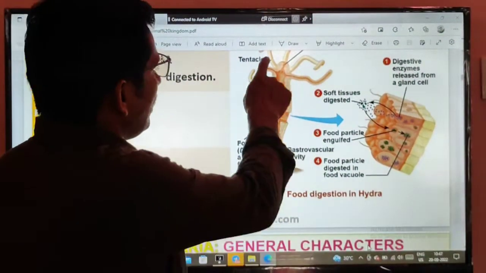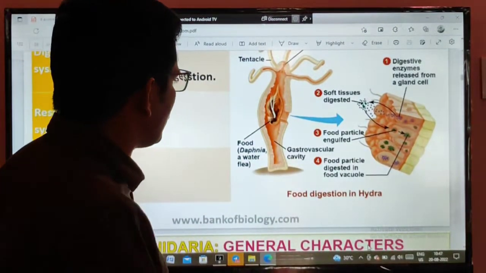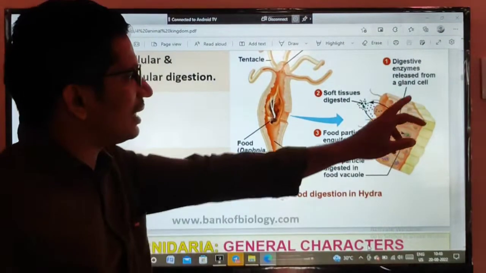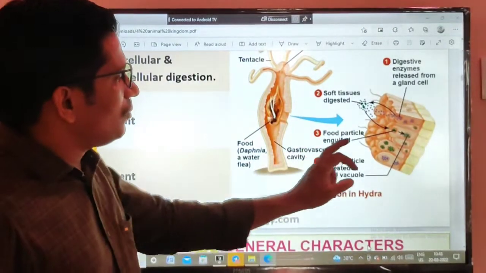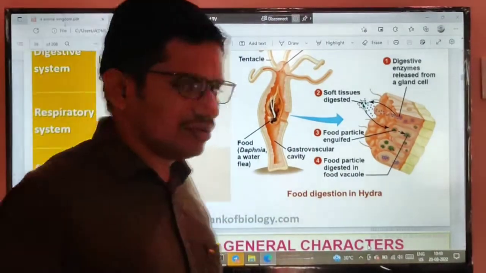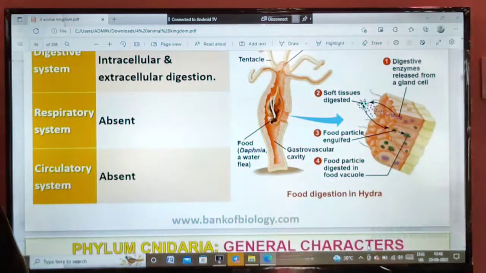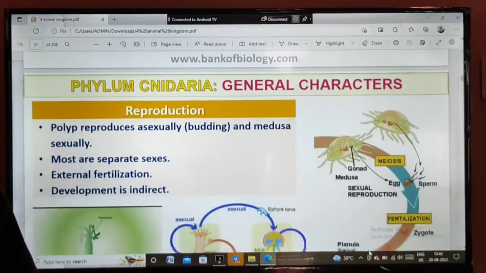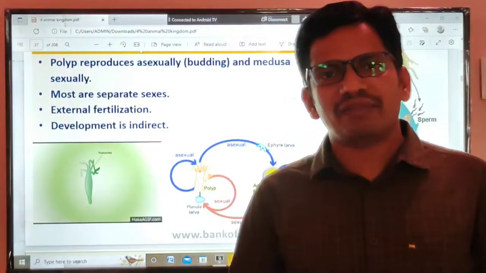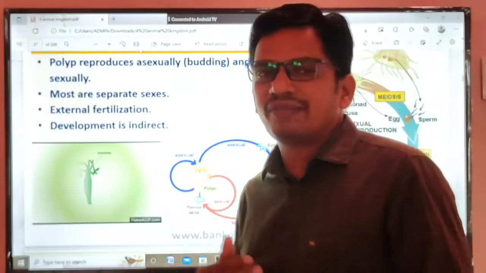Hydra has tentacles, usually 6 to 10, varying from species to species. Here is the soft tissue, and digestive enzymes come from the gland cells. Food particles are engulfed and digested in the food vacuole. Some animals have both extracellular and intracellular digestion. In the cnidarians, alternation of generation is noted, which is a very important feature of these animals. Alternation of generation means one form after another form will be formed.